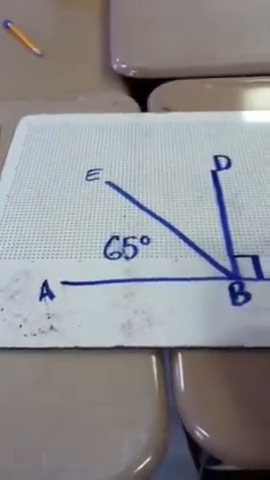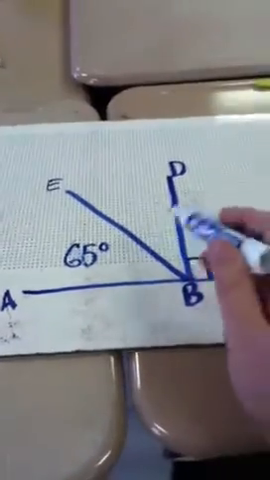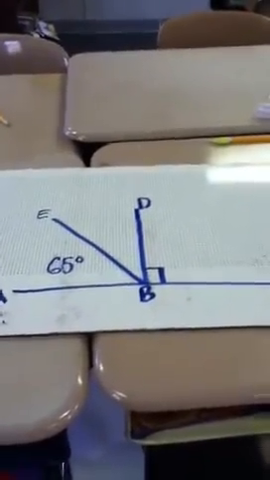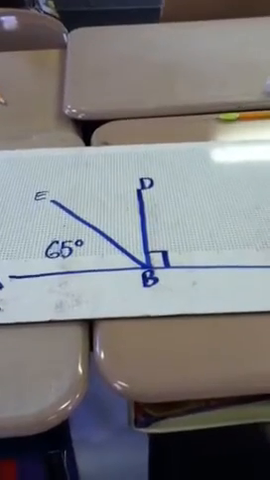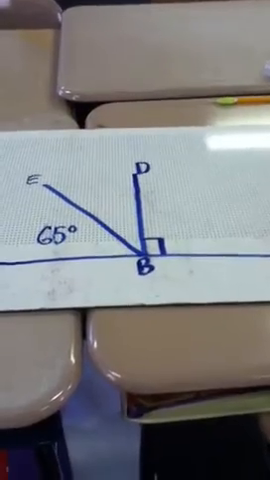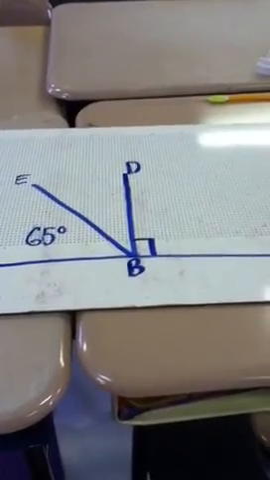65 degrees. Okay? So what I want you to do is finish labeling the angles on this straight angle. Take your sticky note, go show it to your teacher, and they will move you on to your next activity.